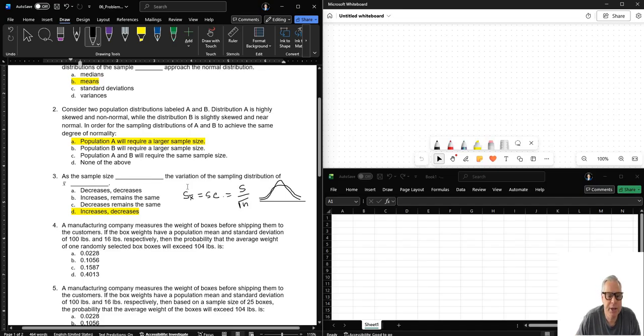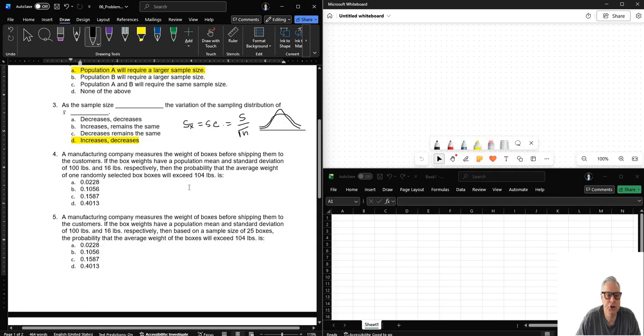Okay, a manufacturing company measures the weight of boxes before shipping them to the customers. The box weights have a population mean and standard deviation of 100 pounds and 16 pounds respectively. So in this case, we actually know the population mean. So let's write that down. The population mean is 100, and the population standard deviation, sigma, is 16. So then the distribution looks like this.